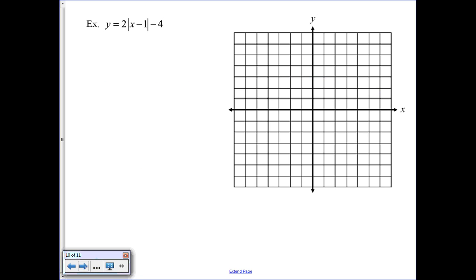Let's do one more. So I want to start by plotting the vertex, which is located at the opposite of h, comma, not the opposite of k. So (1, -4). That's the center of the V, called the vertex. And then I'm going to use the a value, so positive 2 over 1. I'm going to turn it into a fraction if it's not a fraction. Use that a value as a slope to go up 2 over 1 in both directions. And then again, up 2 over 1 in both directions to create that V shape. So on one side the slope is positive 2, on the other side the slope is negative 2. And that is all.